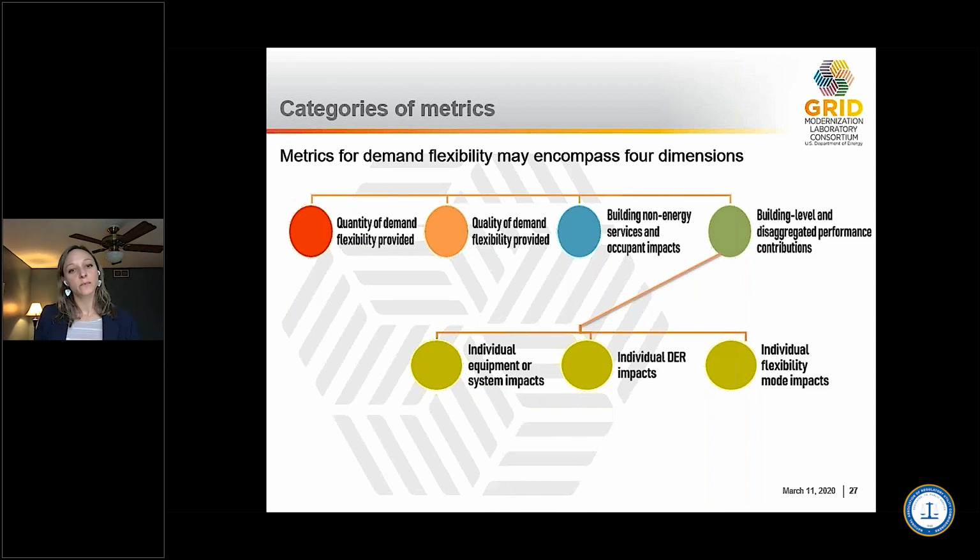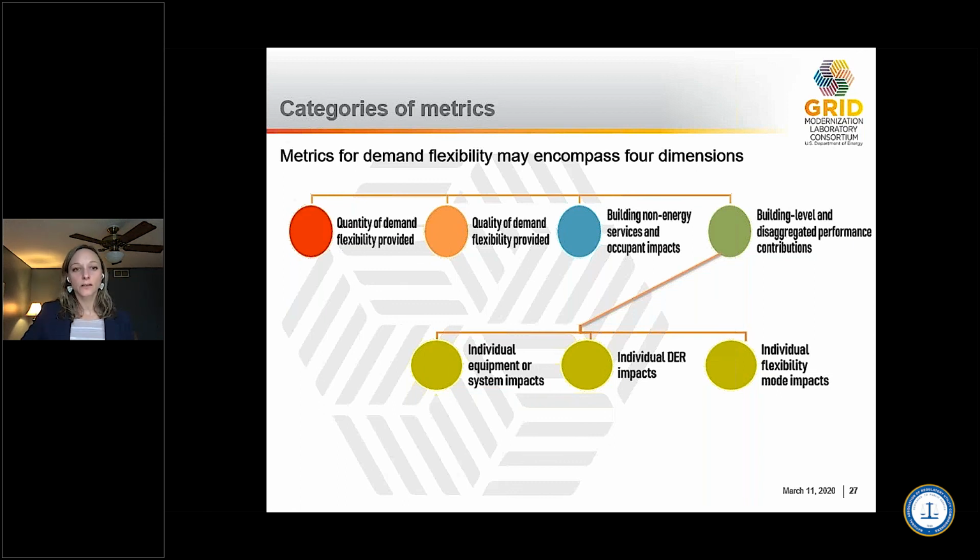So the metrics for demand flexibility that we talk about in the report can encompass 4 dimensions, which are shown on the slide. It's that top row of circles, and it's the quantity of demand flexibility and the quality of demand flexibility provided, impacts on non-energy building services and occupants, and then building level and disaggregated level performance. And that has 3 sub-circles underneath it, which are individual equipment or system impacts, individual DER impacts, and individual flexibility mode impacts. So those are the categories of metrics.